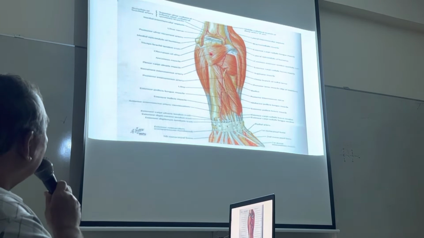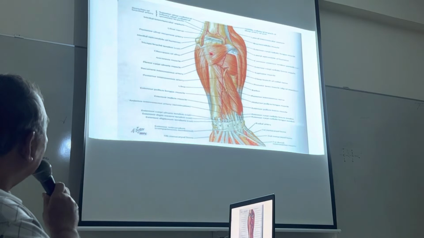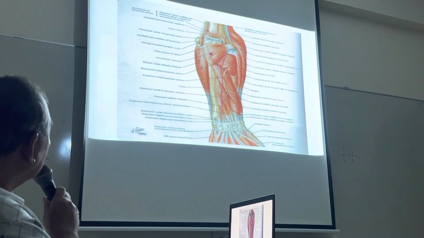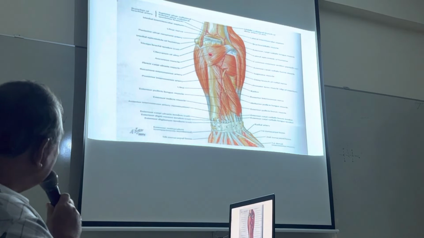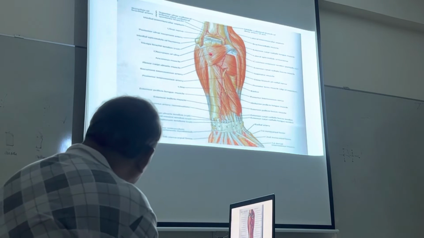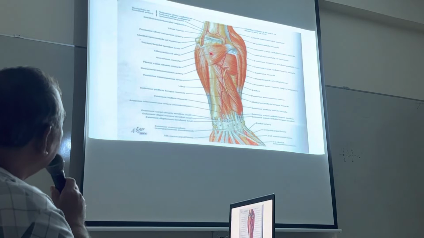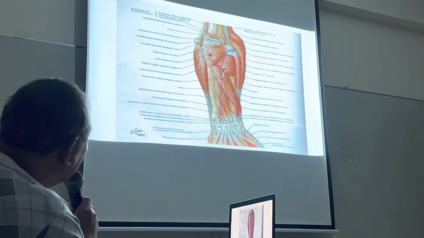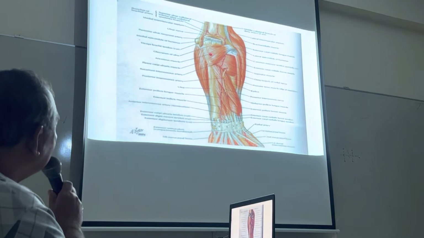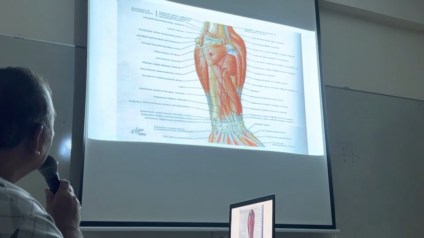Now these are the deep group of the muscles. We have removed the superficial, and you can appreciate the deep group. Starting from above, you have there what? Supinator muscle.